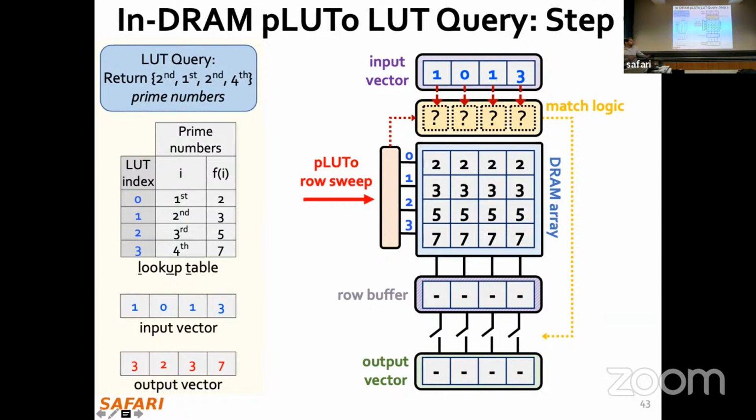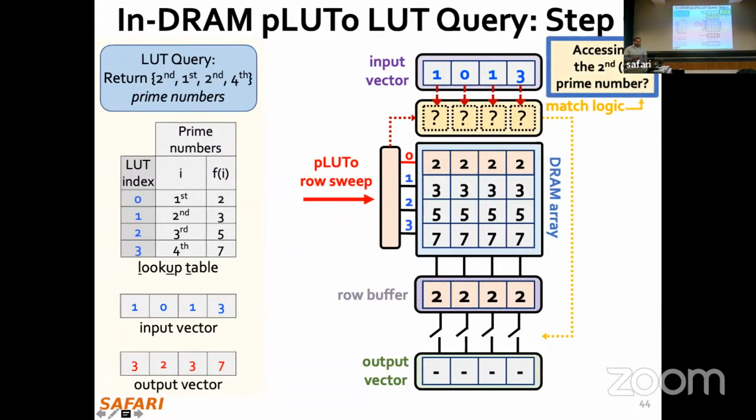First, we issue a pLUTo row sweep operation, which is going to enable the first DRAM row that stores the first copy of our lookup table. Since the DRAM row is going to be activated, its data is going to be copied to the DRAM row buffer of that particular subarray, and then we are going to start doing the matching computation between the index of this row, here 0, and the values stored in the subarray row buffer with the input vector.